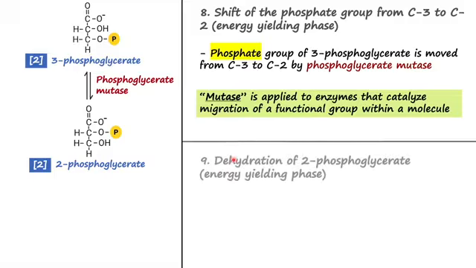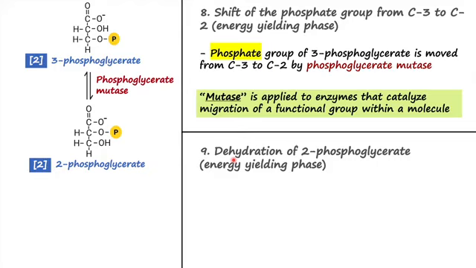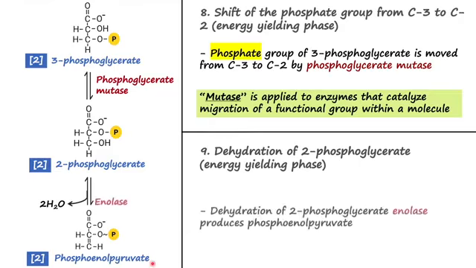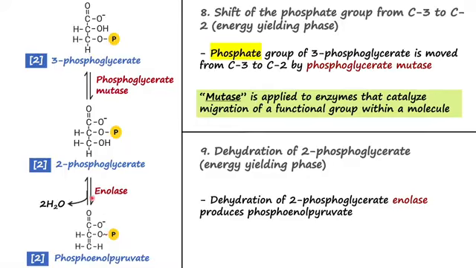Now the ninth reaction of glycolysis is dehydration of 2-phosphoglycerate. And as the name suggests, because it's dehydration, the water is removed from this reaction to synthesize phosphoenol pyruvate, and the enzyme responsible for this reaction is enolase, which produces phosphoenol pyruvate. This reaction also produces high energy enol phosphate of phosphoenol pyruvate.